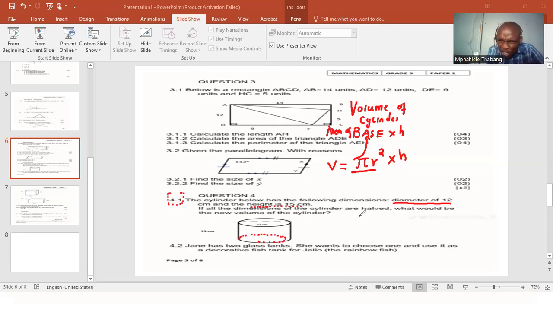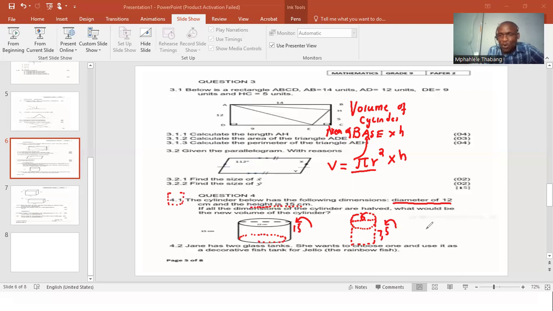Let us form a new cylinder whereby the dimensions are halved. So the new cylinder will have a diameter of 6, because the diameter of the original one is 12, and half of 12 is 6. The new cylinder will have a height of 7,5, because the original one had a height of 15. Half of 15 is 7,5.